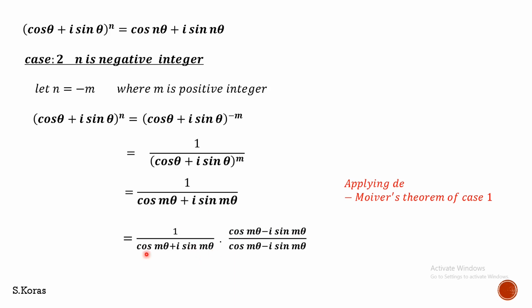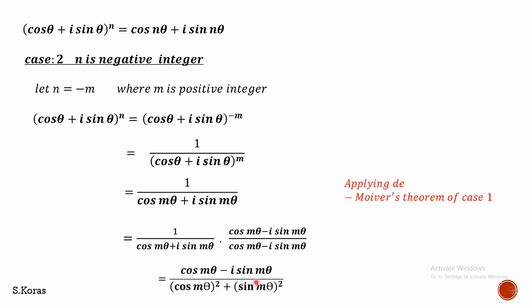This is complex. This is its conjugate. While we are multiplying a complex number with its conjugate, we just have to do real part square plus imaginary part square. So let us try to do it. So our answer is cos m theta minus i sin m theta. That is the numerator. For the denominator, we have applied that logic. So this value is cos square theta plus sin square theta, whose value is 1. So it will become 1.